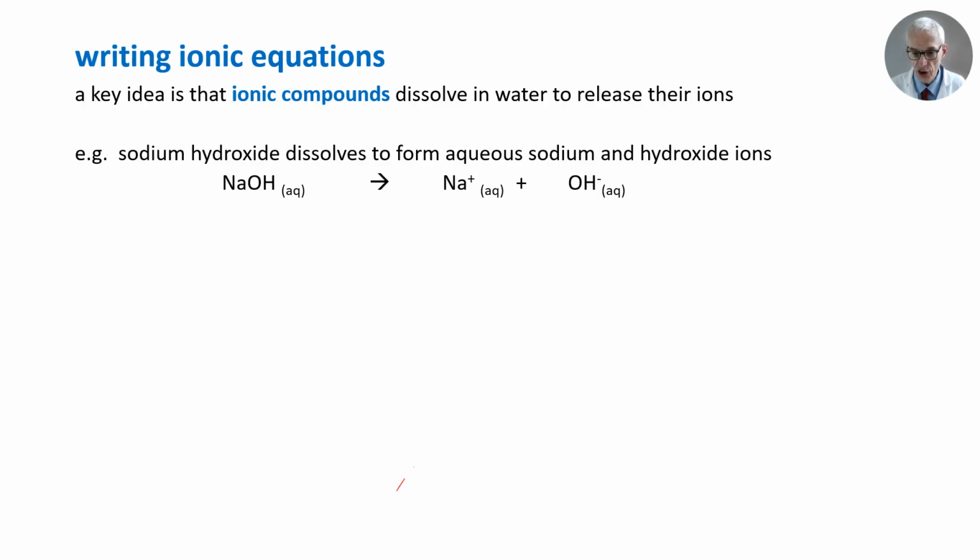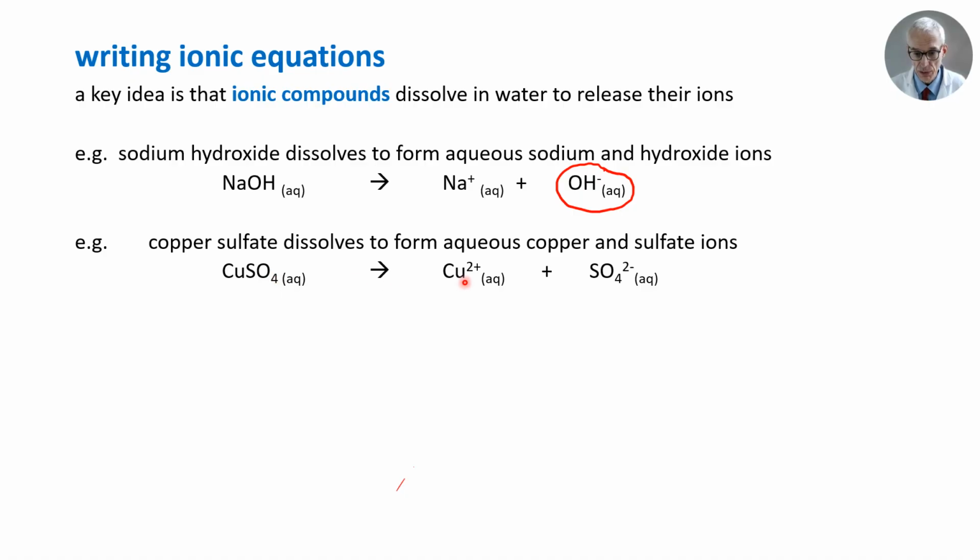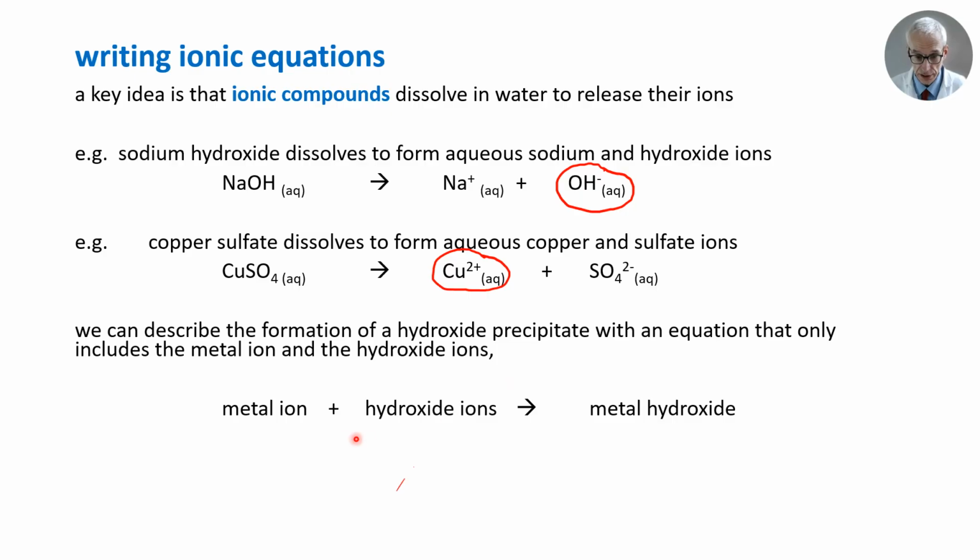Now, we can treat the reactions of the hydroxide ion separately from the sodium ion. If we look at copper sulfate, it forms copper 2+ ions and sulfate ions. Again, they are dissociated free ions. So we could just look at the reactions of the copper ion in isolation, ignoring the sulfate ion. So we can think of a metal hydroxide precipitation just being a reaction between the metal ion and the hydroxide ion. In other words, the metal ion plus the hydroxide ions go to form the metal hydroxide. And we could ignore the other ions, the sulfate ions and the sodium ions. They're not taking part in the reaction, they're spectating.